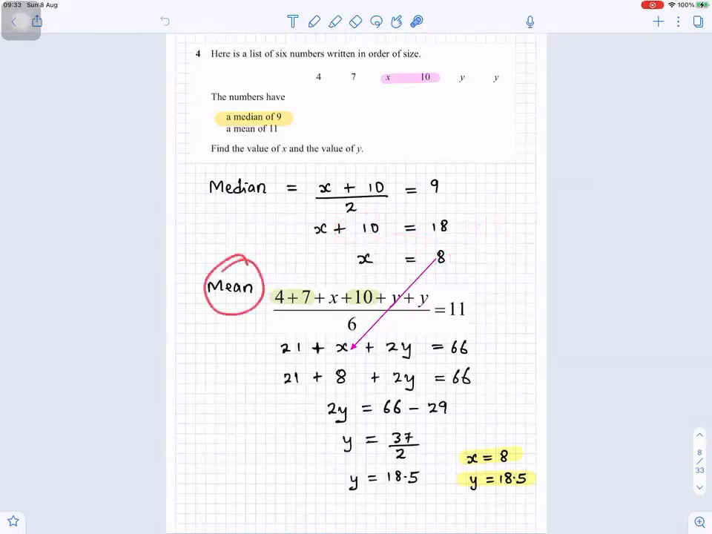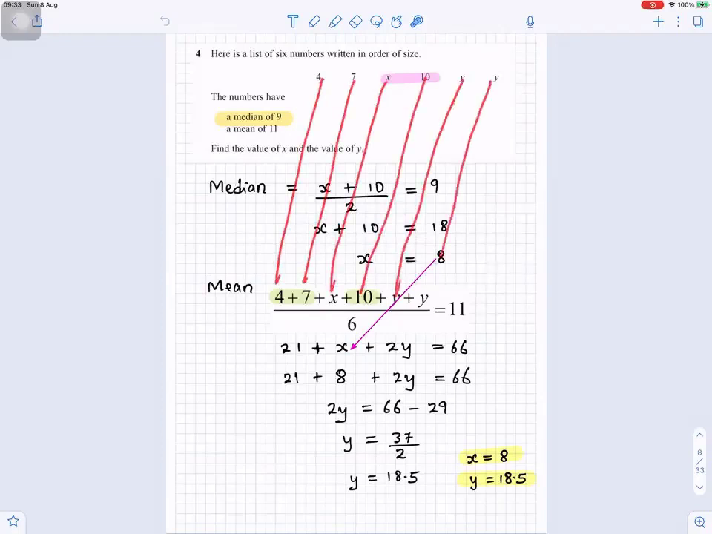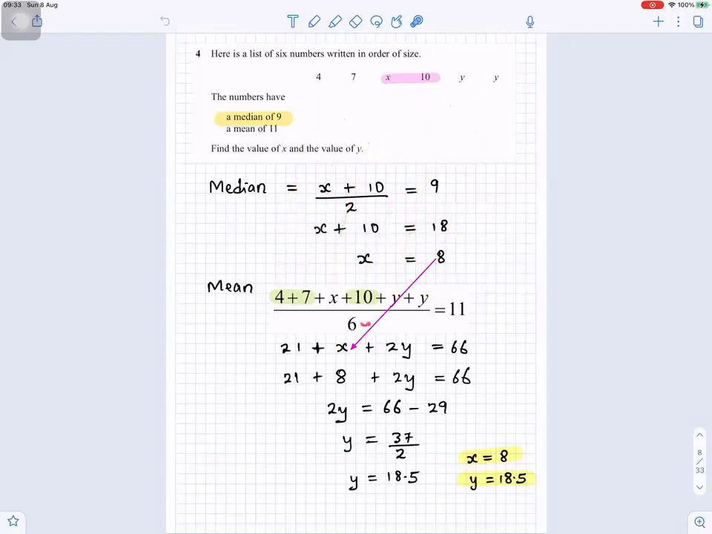The mean means you add all of them. So 4 plus 7 plus x plus 10 plus y plus y, you divide by 6, is equal to 11. So 6 goes to the right. 11 times 6 is 66. Now you have y plus y. It gives you 2y. 4 plus 7 plus 10 gives you 21.